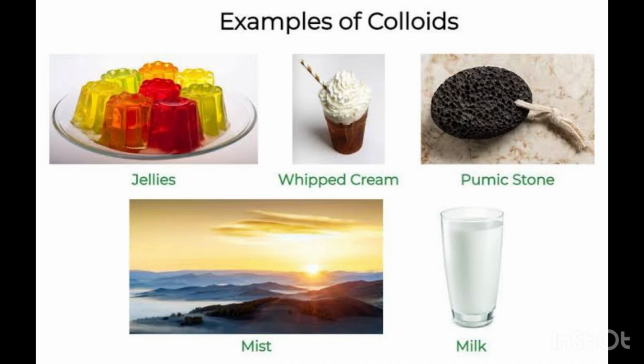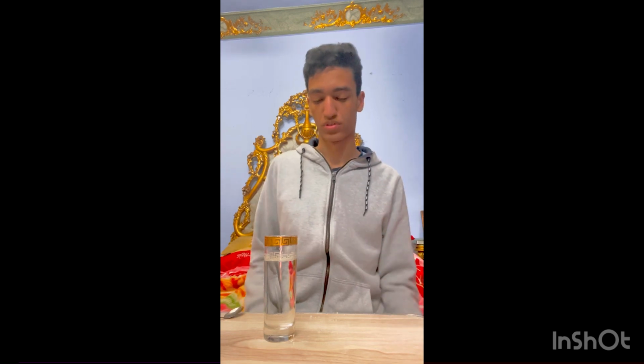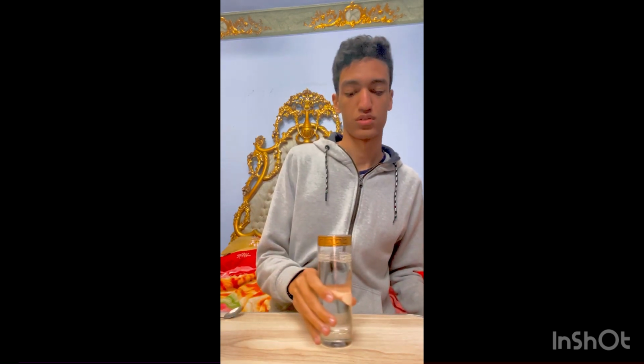They actually look like a solution, however they are not. In this example, jellies, whipped cream, pumice stone, mist, and milk would look like a solution, but we're gonna know how to differentiate between a solution and a colloid. And now I will show you the different types of mixtures.